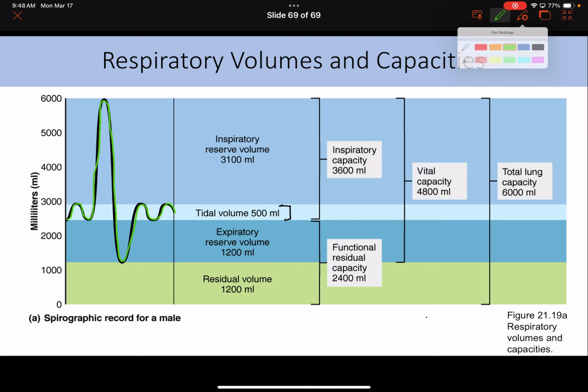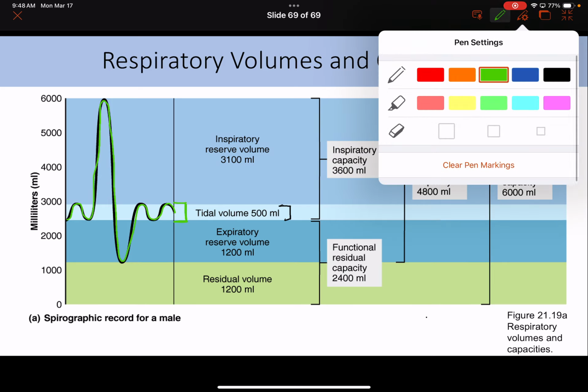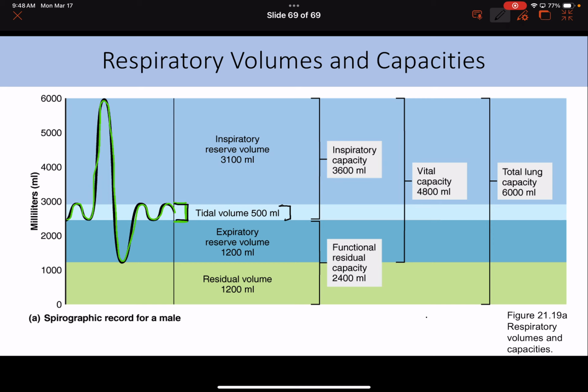And so your tidal volume, which is here, and actually I'll use a black pen, just in this space here is your tidal volume. Tidal volume is the amount of air that you move in and out of your lungs at rest. So this is just your normal quiet breathing, the amount of air that you move normally while at rest.